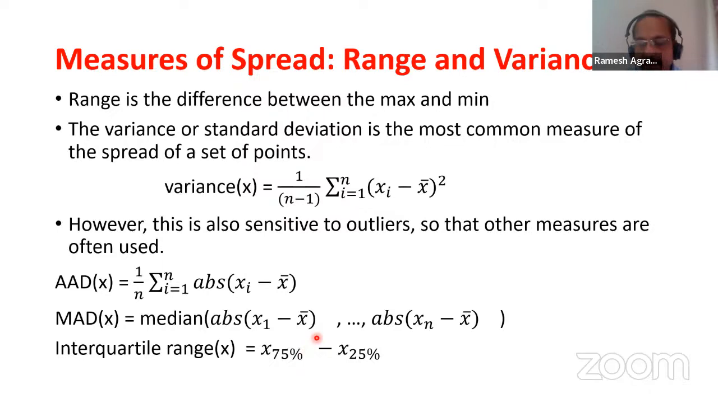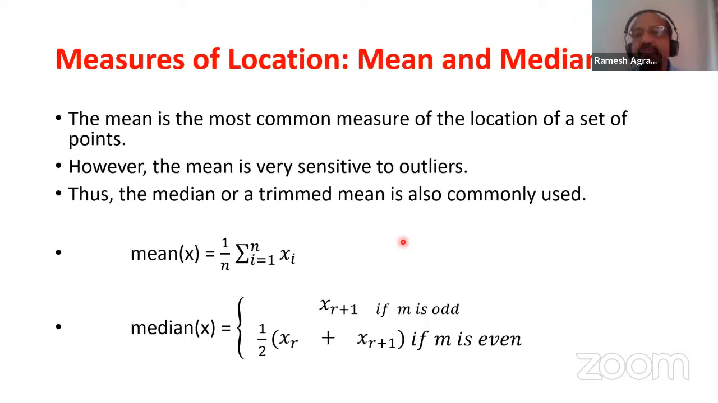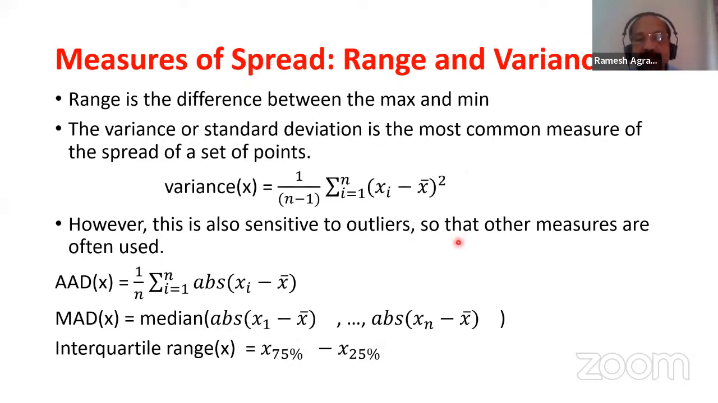are less. As we have seen, when we say P% of the observed values of X are less than XP, so if you are saying X 75%, it means 75% of the samples will have value less than X 75. And similarly, you can compute X 25. The difference between these two will give you the interquartile range.